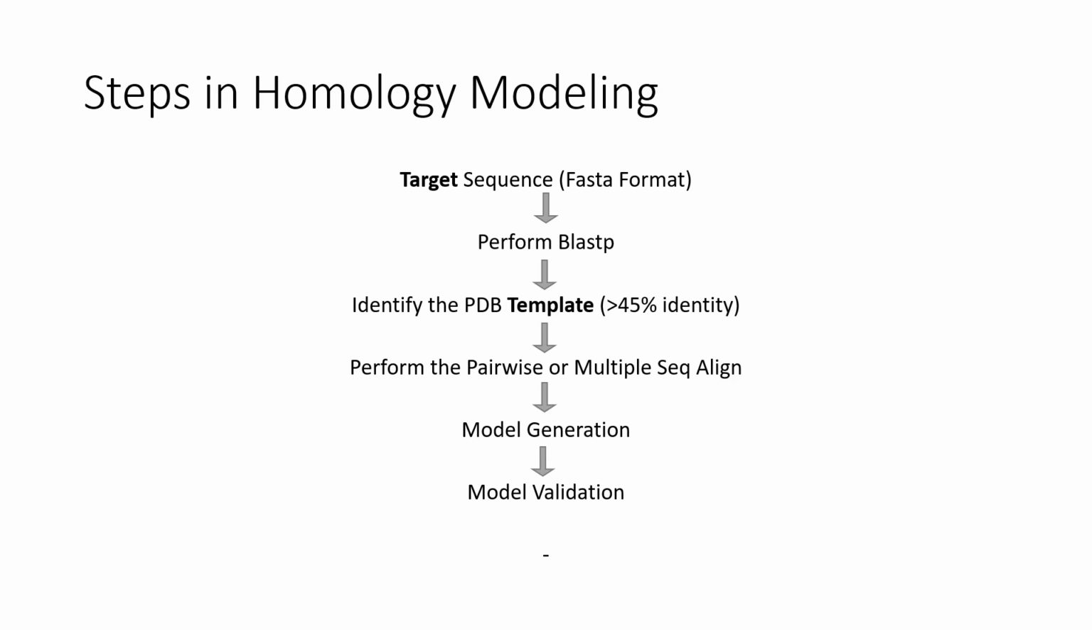So let us see what steps there are in homology modeling. There are various steps. The first one is we need to get an amino acid sequence in FASTA format. We will get this sequence from various databases, like UniProt, NCBI, Ensembl, KEGG. You can get it from anywhere, but it needs to be in FASTA format.